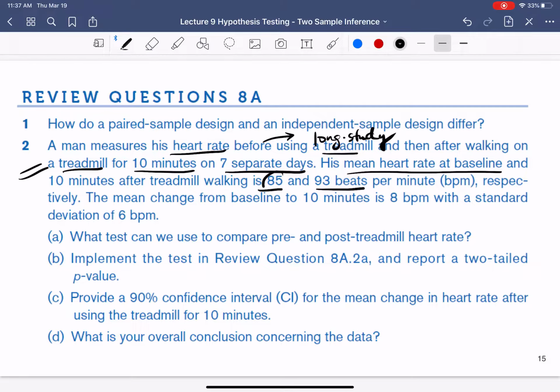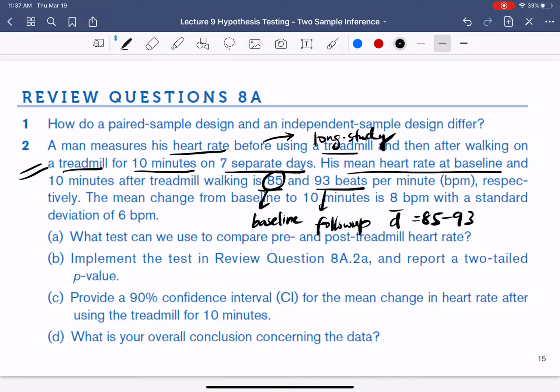So this value is the Di, so the difference. This is the baseline value and this is the follow-up value. So D bar becomes the baseline minus follow-up, so 85 minus 93.